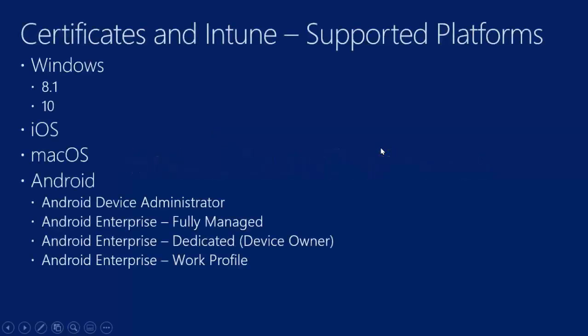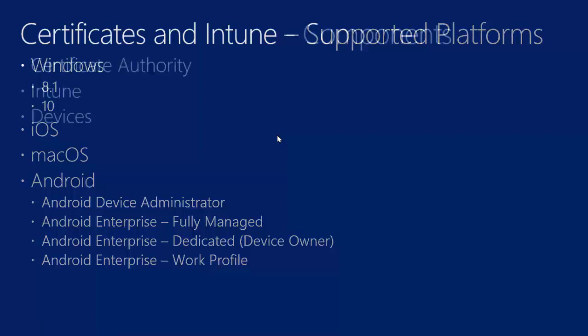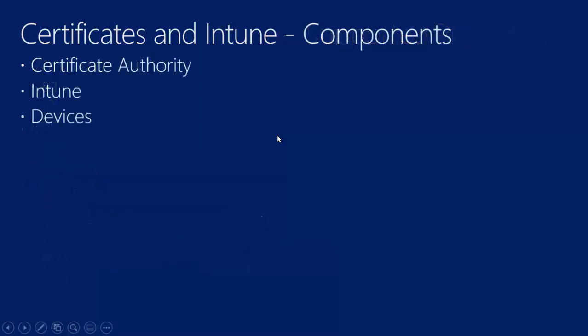Okay, so in terms of supported platforms, you see the list here on the screen. Essentially, every platform you might want to support with trusted certs, you can absolutely do. Right? All the Androids to date, Mac OS, iOS, Windows 8.1 and 10, Windows Phone as well. I didn't put that on there because Windows phones are largely not used anymore, but nonetheless. In terms of the components, really pretty simple. You have a certificate authority, you have Intune, and then you have devices on which you want to publish certificates. Okay?